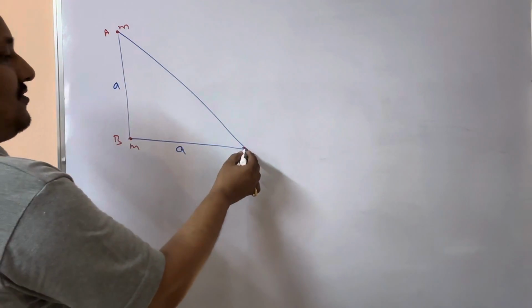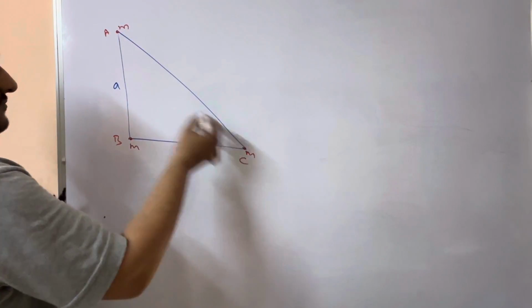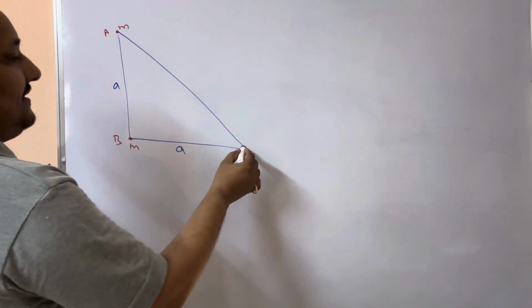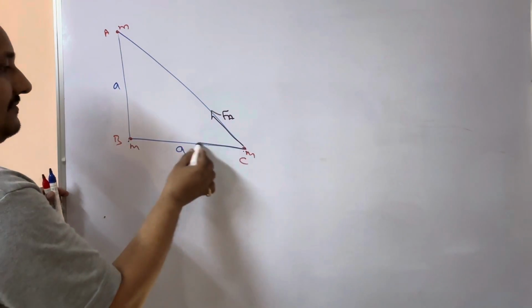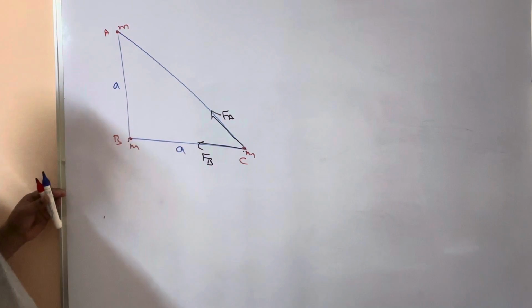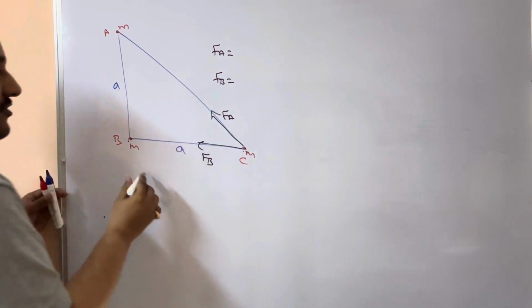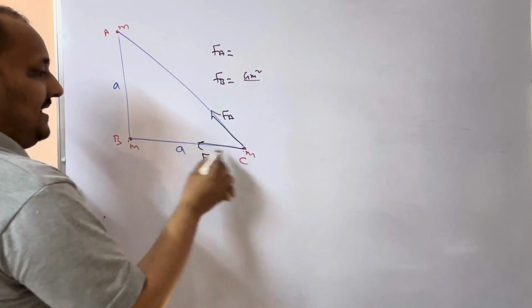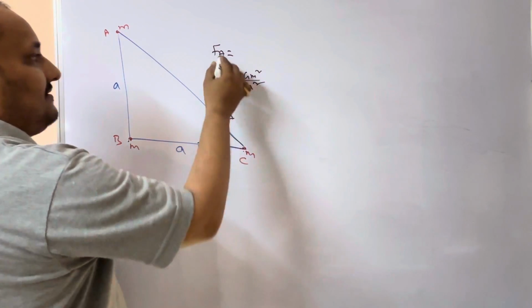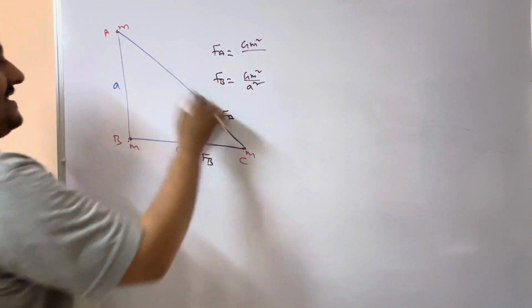How do we do it? If you are going to calculate the force on C, C will be attracted by A, so it comes like this: FA. C will be attracted by B; this is going to be FB. What is FA and what is FB? Force between B and C is G m square by distance A square. FA, the force between A and C, is G m square by what is AC?